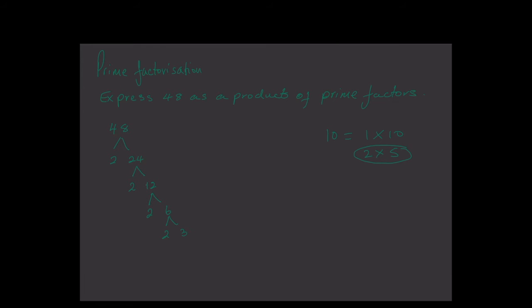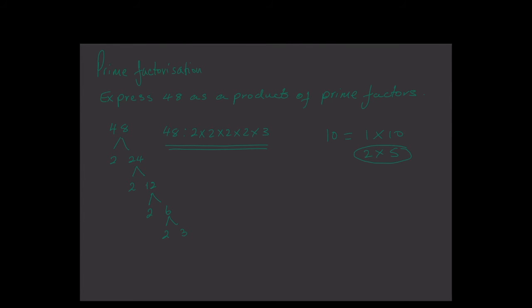Now there are 3 mistakes that students make. Now it says to express 48 as a product of its prime factors. That means that we have to write down 48, and we must write 2 times 2 times 2 times 2 times 3. The common mistake that students make is that they leave it on the branch. They don't write down this.